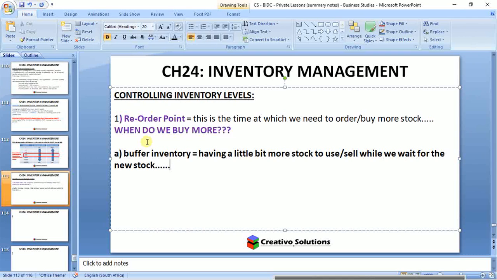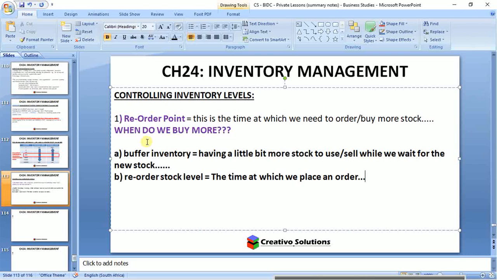Right now we're looking at the measurement of it. So how do I measure how much I require? You need to look at the reorder stock levels. Okay, so B, reorder stock level. What is this? This is the time at which we place an order.